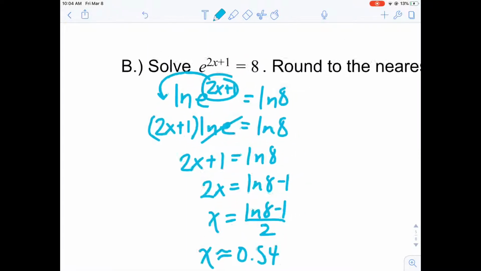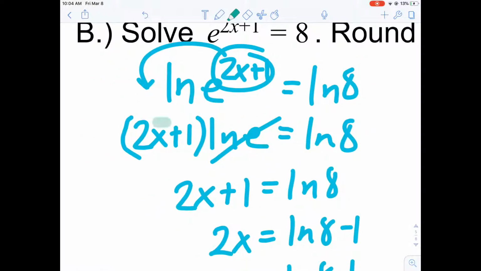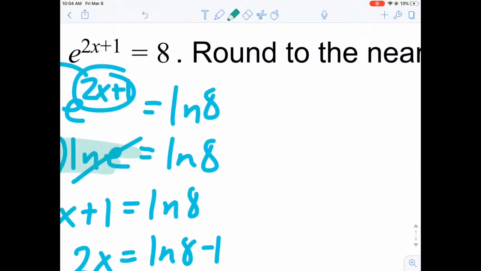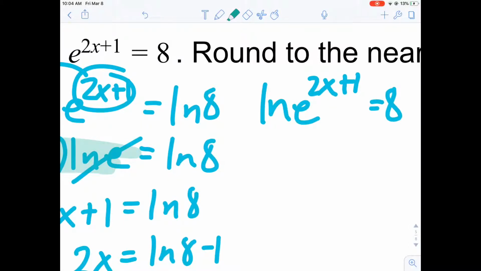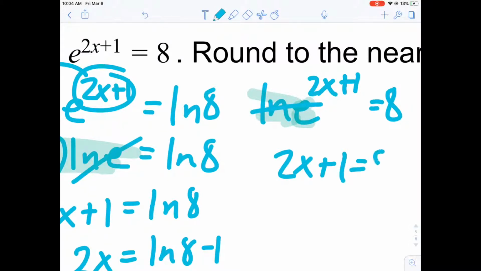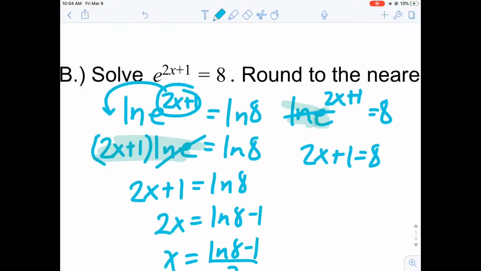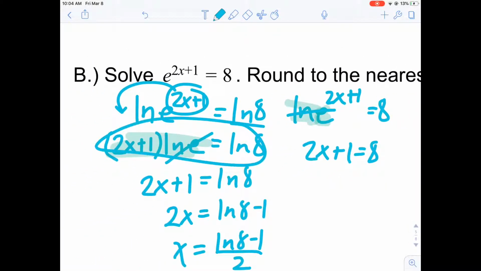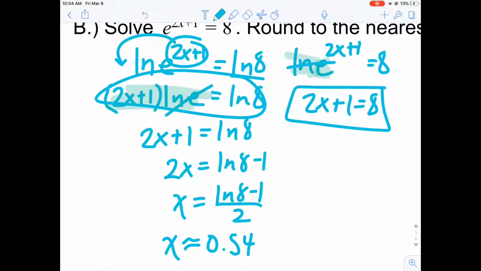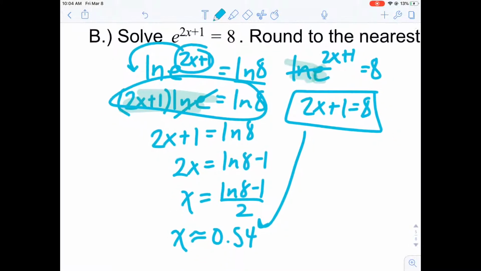Now the shortcut of skipping through this step: because we're taking the ln of both sides, and we're choosing that because the base is e, we can just imagine those get canceled, and we just pull down that 2x plus 1. It's the power rule here. It's just shortcutted, so then it goes straight to this. And then you see what we did there, and we got that x is approximately 0.54.